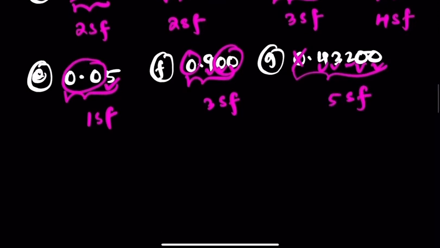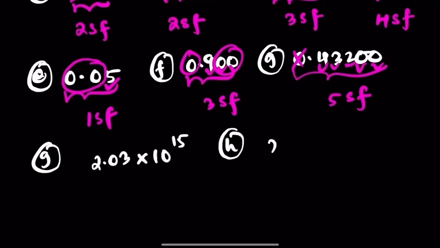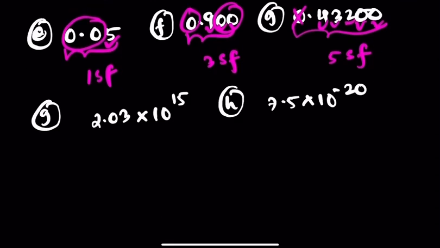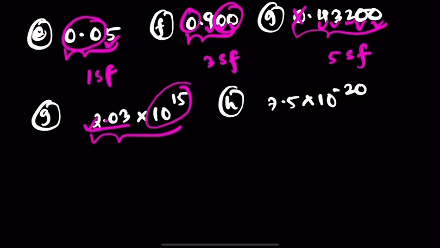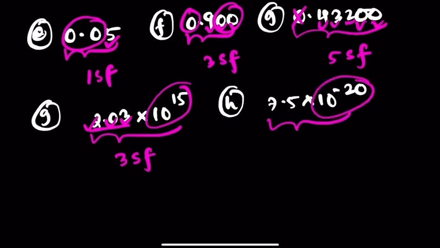Let's take a few more examples. Let's say we have 2.03 times 10 raised to 15, 7.5 times 10 raised to -20. How many significant figures are there in this number? Since this is a large number, because it includes the power of 10, but while counting significant figures, we will ignore this power of 10 and we'll just count this base. 1, 2, 3. So this has three significant figures. It's the same thing with this number. The power of 10 will be ignored here and we will just look at this base. How many are there? So this has two significant figures.